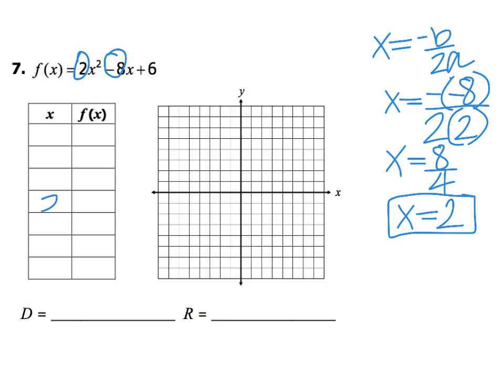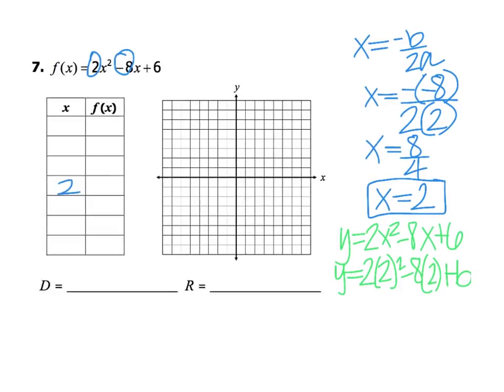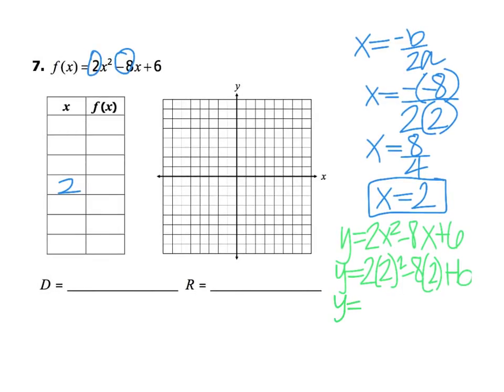And the x value of our vertex is 2. Now we want to find the y value of our vertex. We've got to plug it back into our original quadratic equation. Our original quadratic equation is y equals 2x squared minus 8x plus 6. So we plug in 2 every time we see an x. So y equals 2 times 2 squared minus 8 times 2 plus 6. Give ourselves a little bit more space here. So y equals, we do exponents first, so we get 2 times 4 minus 16 plus 6. Y equals 8 minus 16 plus 6.